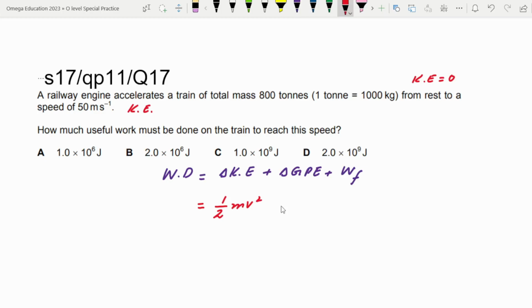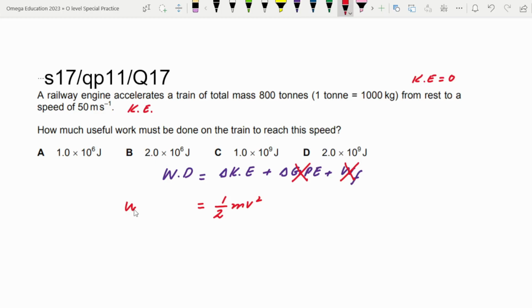Are you moving up the slope, or are you gaining some height as well? The answer is no. So change in gravitational potential energy, 0. Is there any work done against the friction that is mentioned in the question? Once again, the answer is no. So the entire work would equal the change in kinetic energy.